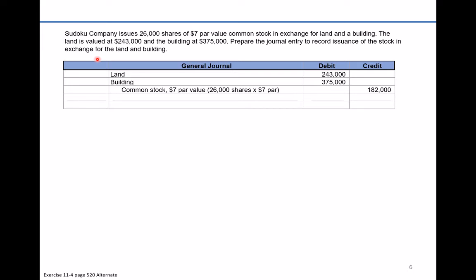for $182,000. But since they receive an asset over that value of that common stock, the additional amount is credited to the account paid in capital. Paid in capital in excess of par common stock for the difference. So take $243,000 plus $375,000, the value for the land and the building, subtract out the value of par for the common stock of $182,000, and $436,000 is the amount of the plug that goes to paid in capital.